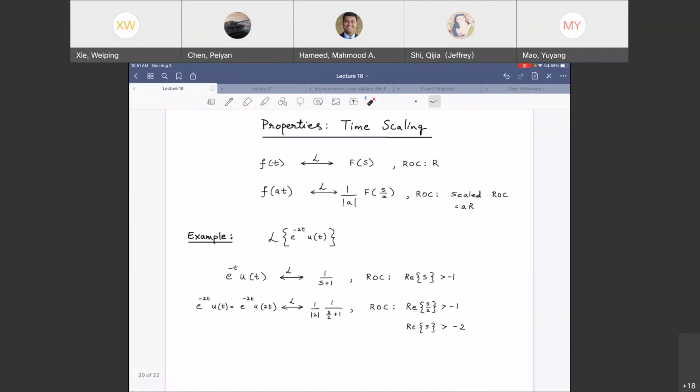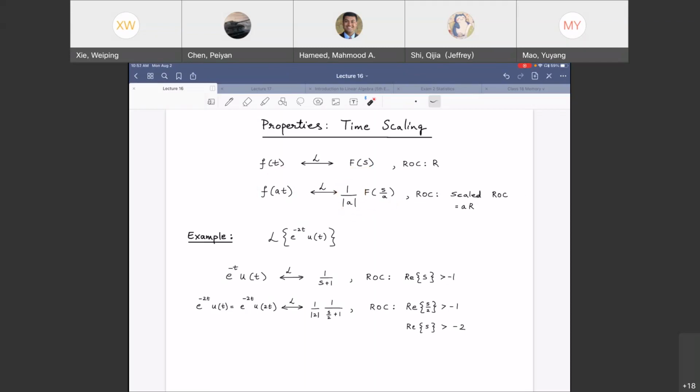Next, we will take a look at time scaling. All of these properties are looking very similar to Fourier transform properties, right? A Laplace transform of a signal is given as F of s, region of convergence is given R. Now, if you have a time scaled version f of at, the Laplace transform of that is going to be 1 over the absolute value of a times F of s divided by a. Exactly the same as you had for the Fourier transform.